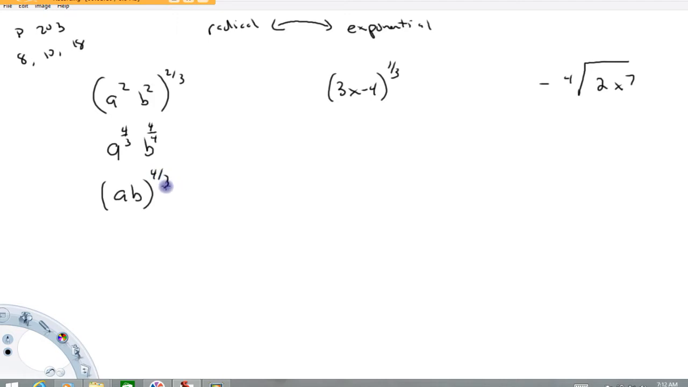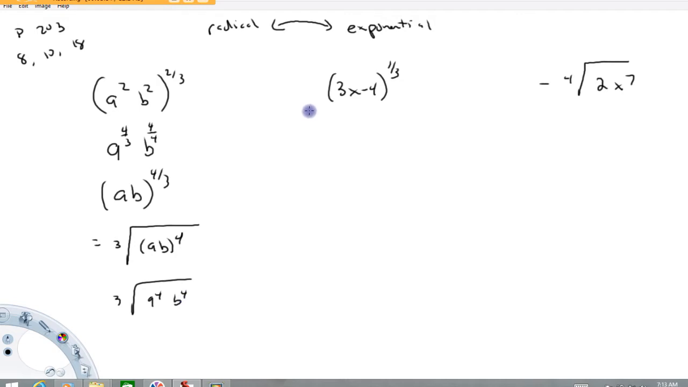Now, going to radical notation. Right now this is exponent notation. To go to radical notation, this 3 right here means cubed root. So this is equal to the cubed root of AB to the 4th. We also could write it as the cubed root of a to the 4th, b to the 4th. Either one of these I think would be perfectly acceptable.